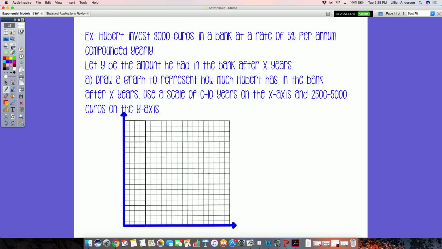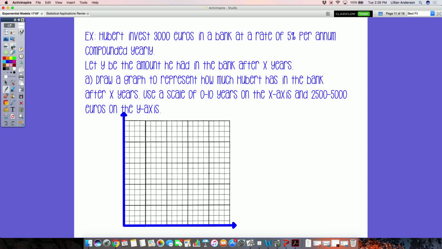Let's go to this example, talking about Hubert. He invests 300 euros in the bank at a rate of 5% per annum compounded yearly. Oh, sound familiar? Let Y be the amount he had in the bank after X years. It sounds familiar because it should. Where have we dealt with this before? Interest. First unit, first test of this year. This one doesn't have an equation. You just have to create it yourself.